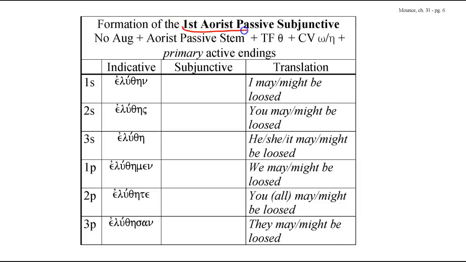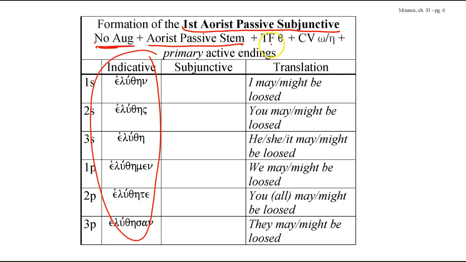What about the first aorist passive subjunctive? Again, for comparison, you can have the indicative forms to your left. To form the first aorist passive subjunctive, you have no augment. You take the aorist passive stem, which is just lu. You take the tense formative theta, along with the long connecting vowels. So the bread and butter of the subjunctive is that there's always these long connecting vowels that signal the subjunctive use. And you take the primary active suffixes.